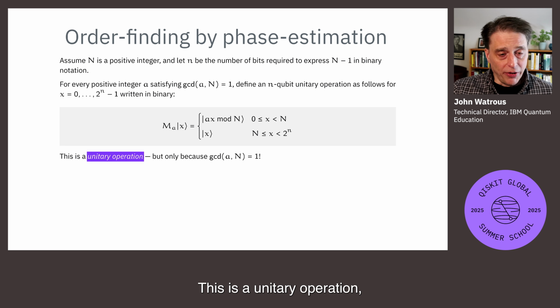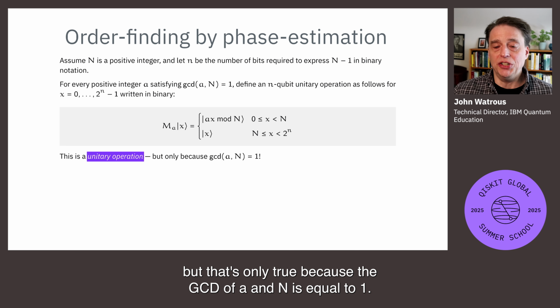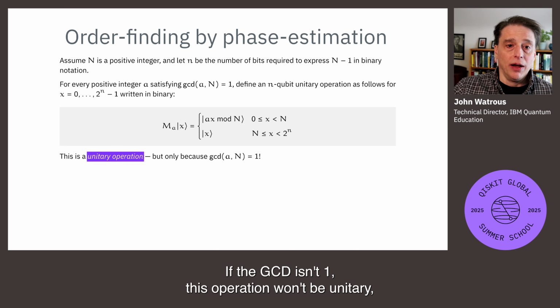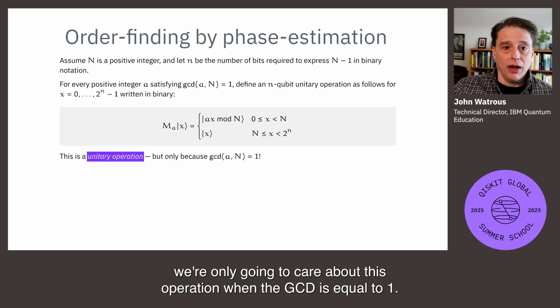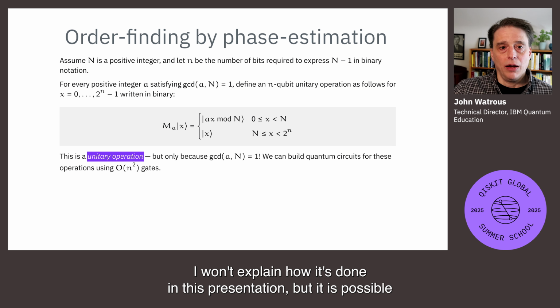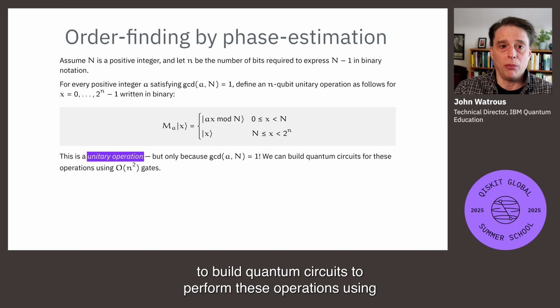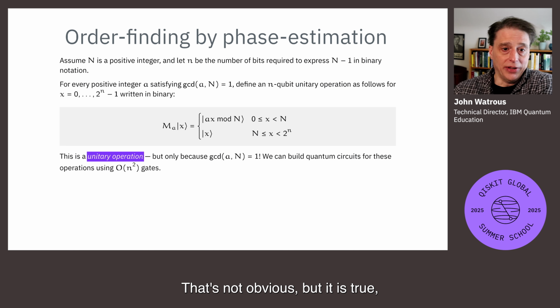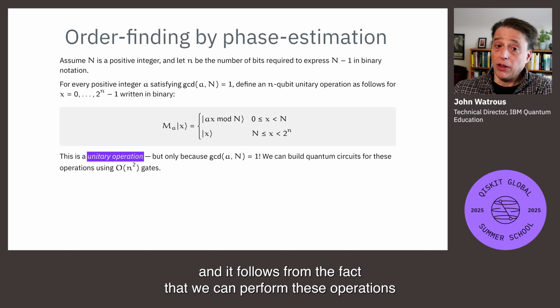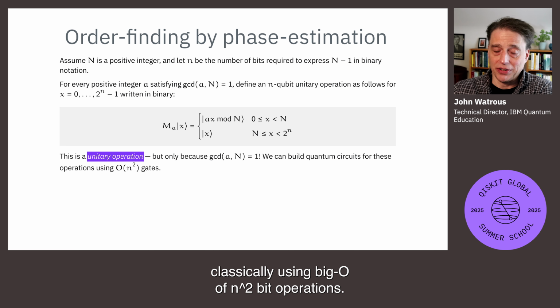This is a unitary operation, but that's only true because the GCD of a and N is equal to 1. If the GCD isn't 1, this operation won't be unitary, but we don't care about that. The order isn't defined in that case either. We're only going to care about this operation when the GCD is equal to 1. I won't explain how it's done in this presentation, but it is possible to build quantum circuits that perform these operations using big O of little n squared gates. That's not obvious, but it is true, and it follows from the fact that we can perform these operations classically using big O of n squared bit operations.